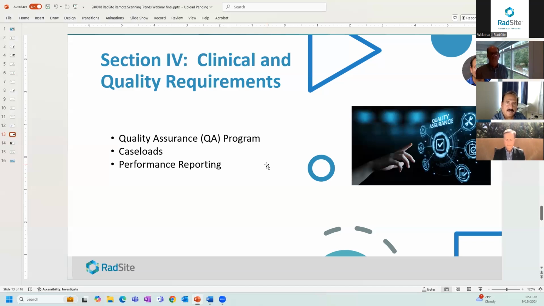It's been suggested in the literature that remote scanning may improve quality of scans for patients, may provide a higher level of expertise, and may significantly increase operational efficiency, while decreasing the issues related to the technologist shortage. But it's going to be really important to have data-driven information and to be able to confirm that. So I think these clinical and quality requirements for me are really the most important of all the different sections.